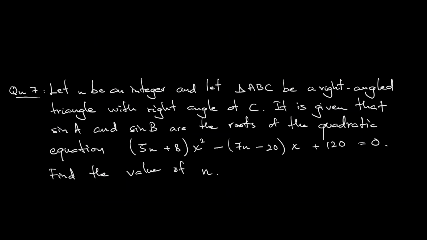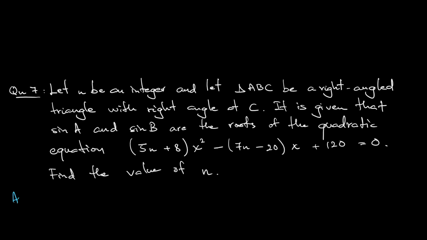Okay, moving on. Question 7. Let n be an integer and let triangle ABC be a right triangle with the right angle, the 90 degree, at point C. Okay, it is given that sin A and sin B are the roots of this quadratic equation. So the quadratic equation has the variable x, and n is basically a parameter. Okay, the question asks what is the value of this parameter n. Okay, it looks complicated, but how to try to solve this?